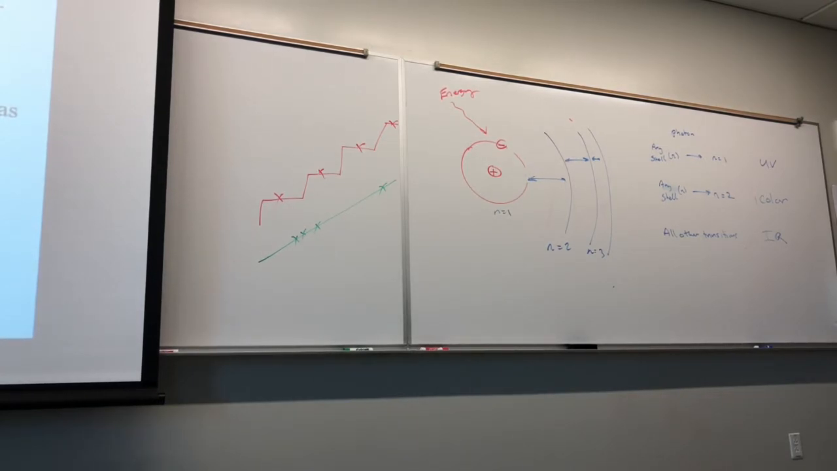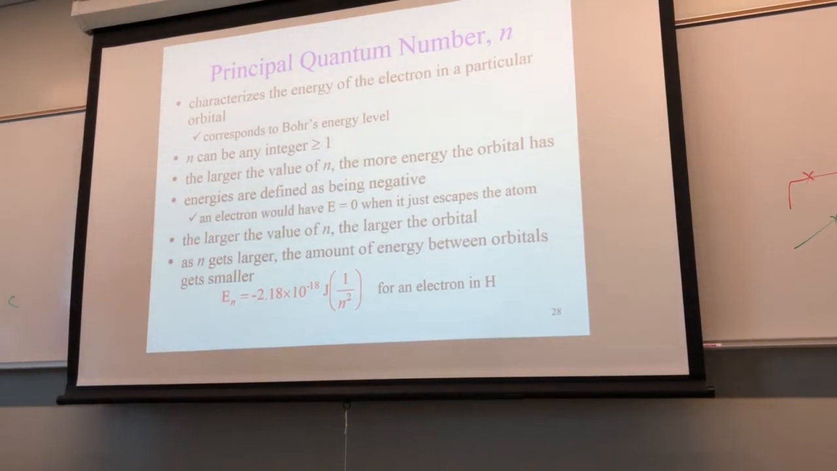So this says everything that we just stated. Basically, the larger the value of n, the closer the two orbitals get together. N is a number that can be any whole number greater than or equal to 1, and it represents a region where you find electrons some distance from the nucleus.